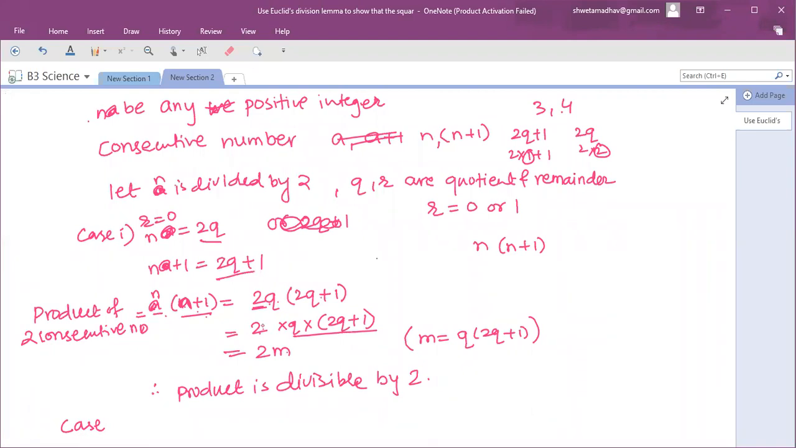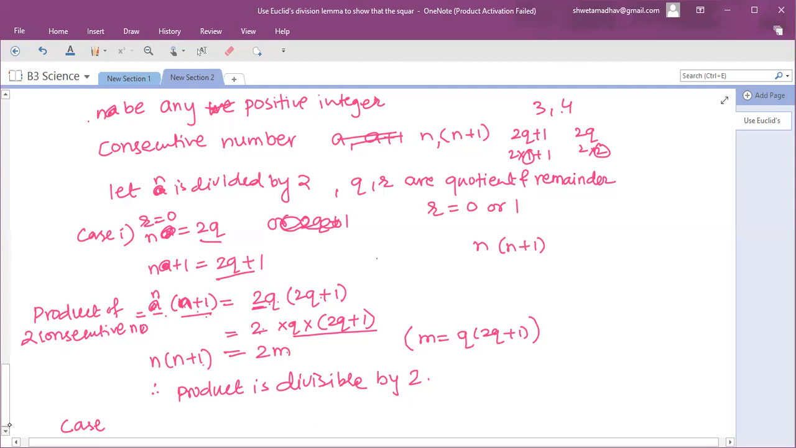Is that number divisible by 2? Yes, ma'am. So therefore, we have written this 2 and the remaining part as a product that we have taken as m. So n into n plus 1, this product is written in the form of 2m, where plus nothing is there. That means there is no remainder. This means the product of two consecutive numbers is divisible by 2. Clear?